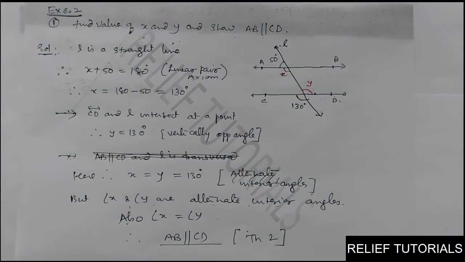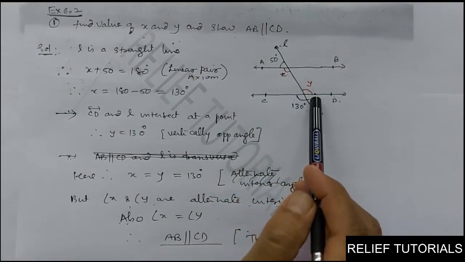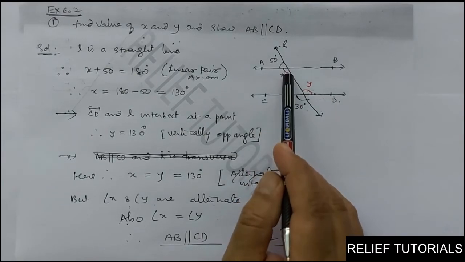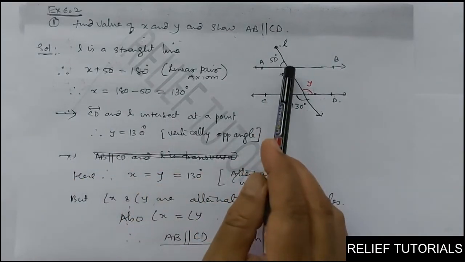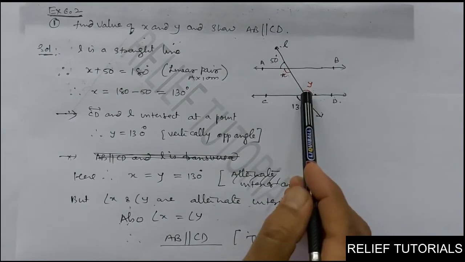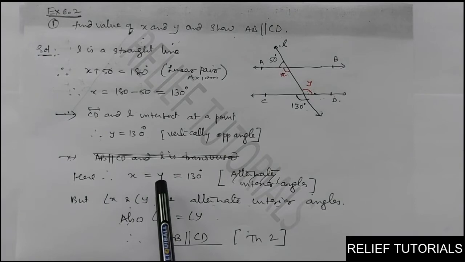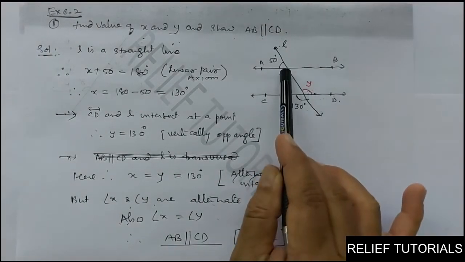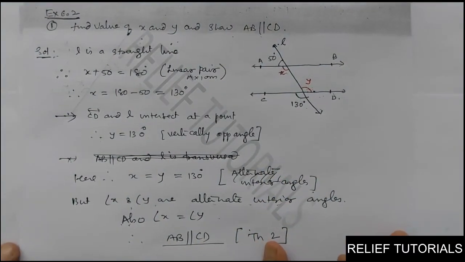So moral of the story, if you see here, it is quite easy. We want to prove that AB is parallel to CD. It is not given that AB and CD are parallel, but here they form a linear pair. So their total is 180. So X plus 50 is equal to 180. So X is 130. And here this line and this line L intersect at a point, so they are vertically opposite angles. So Y is also 130. Both these angles are equal and they are alternate angles, so lines are parallel. Clear? I hope you understood this problem.